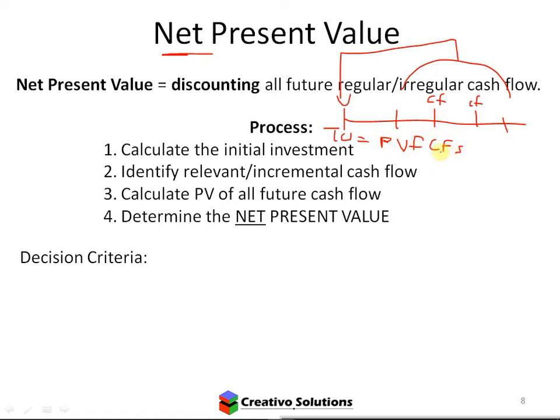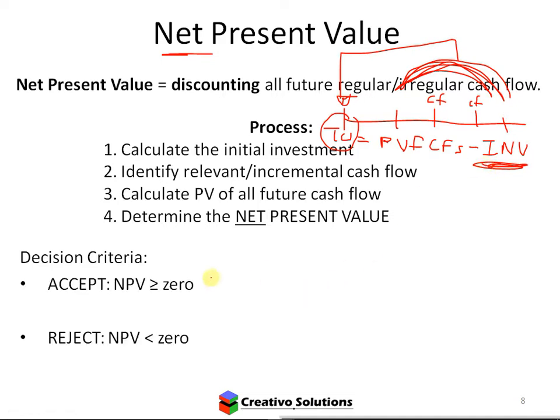Then what do I do with the present value of my future cash flows? I subtract the initial investment, because remember, you need to invest to get cash flow. So if I'm investing a certain amount, I need to then say, how much did I get over the life of the project, but in today's terms, at time 0. Then I subtract the initial investment, and if I'm left with a positive, I would accept. If I'm left with a negative, I would reject.